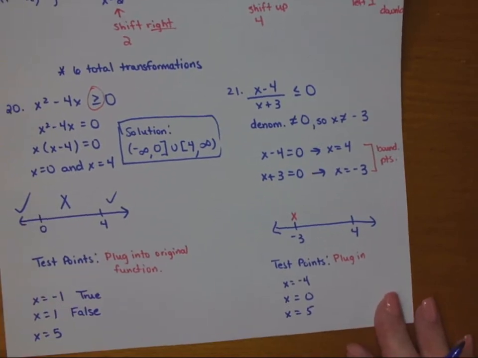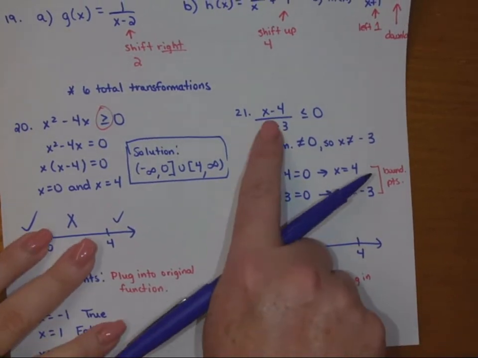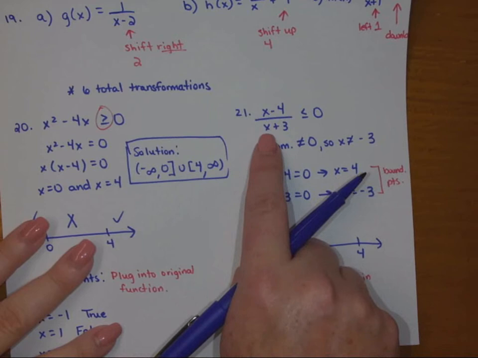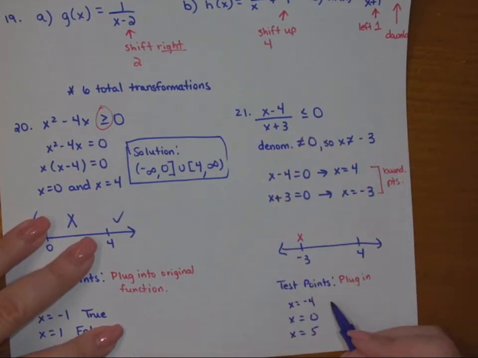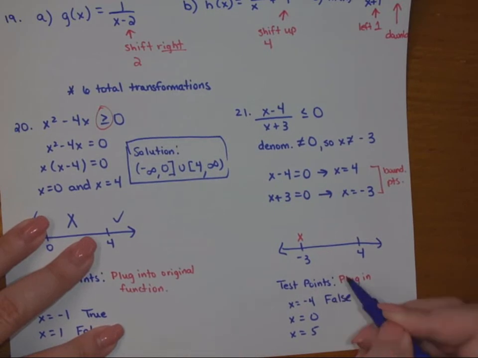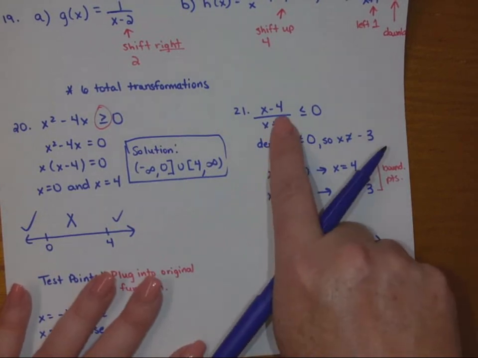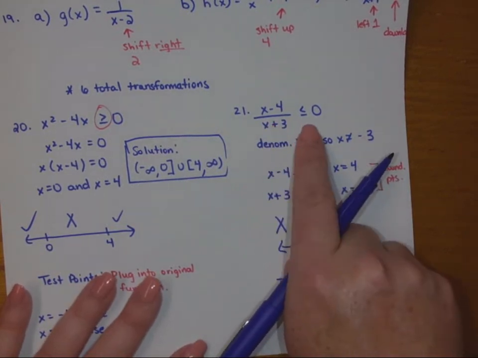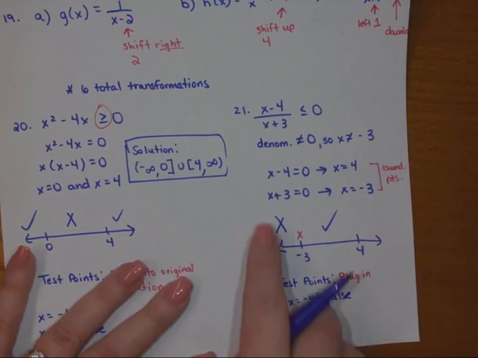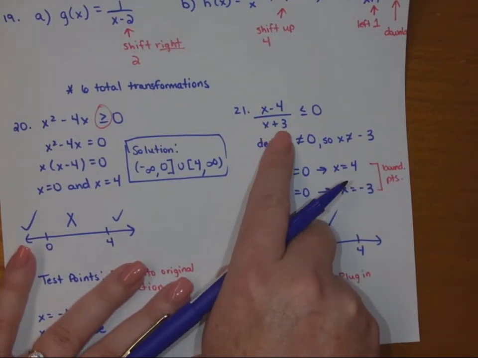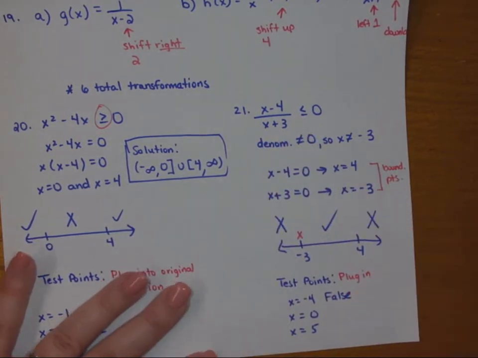And then you're just going to ask yourself if it works when you plug it in. So you might need a calculator if you don't want to do things in your head. So if you plug in -4, you're going to get -8 over -1, which is 8. So is 8 less than or equal to 0? It is not, right? So this is no. This is a false. So this section is a no-go. If you plug in 0, you get -4/3, right? Is -4/3 less than 0? It is. And then lastly, plug in 5 and you get 1/8. And 1/8 is not less than or equal to 0, right? It's not negative, basically. So that's a no.